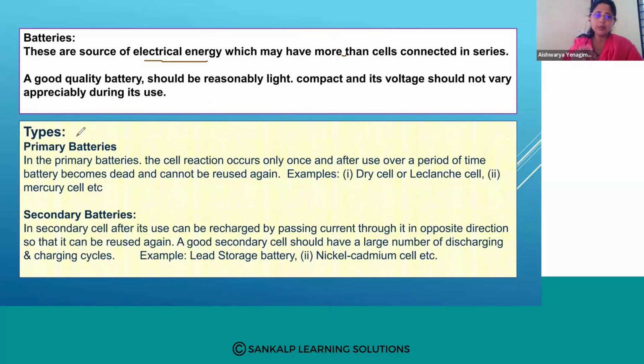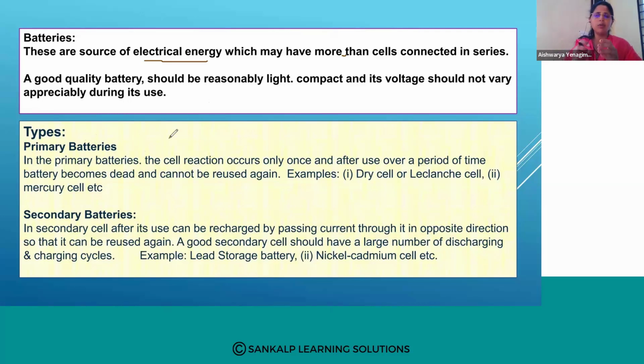Fine. And in these batteries we have types. There are 2 types. One is primary batteries and another is secondary batteries. So what are primary batteries? Primary batteries or primary cells, now listen. The reaction occurs only once in these primary batteries.